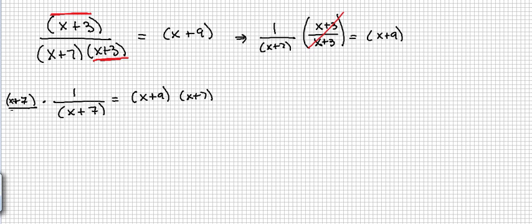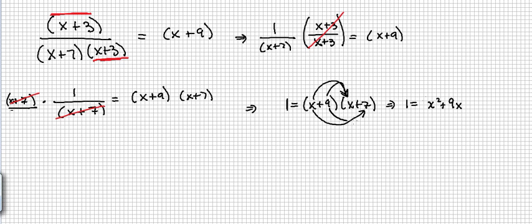So when we do that, this just goes to 1. This is going to equal 1, equaling x plus 9, x plus 7. Let's FOIL that out. That'll give us x squared plus 9x from here and then there. And then we're going to go there and there.